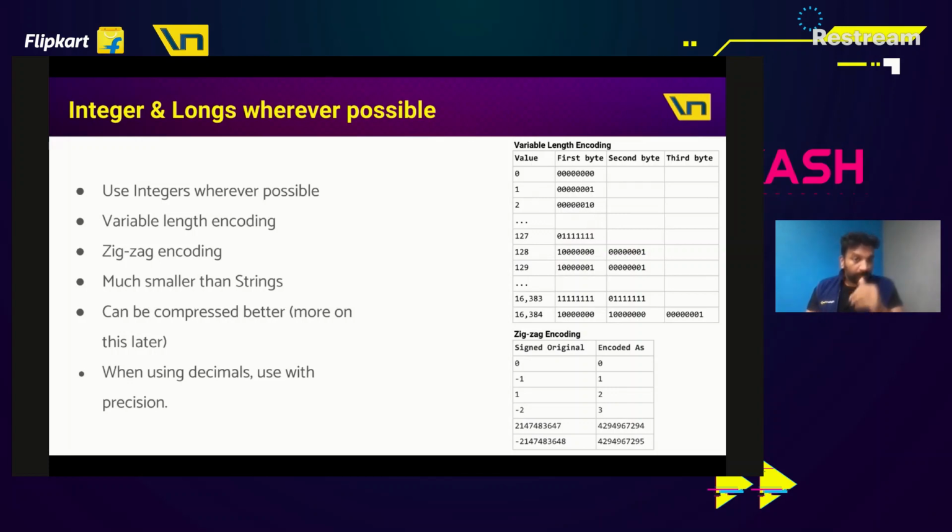Because negative numbers always start with a 1, right? So they all have ones all over the place. So negative numbers, even for -1, will take 4 bytes of data. Right? Which is where the second type of encoding comes into play, which is called zigzag encoding.